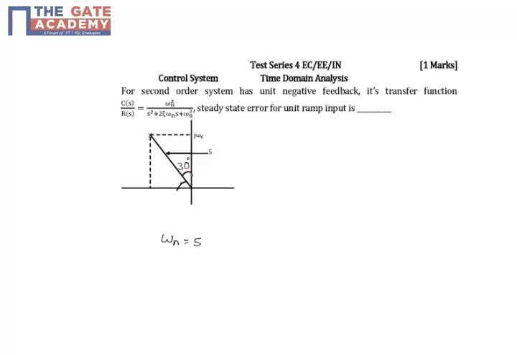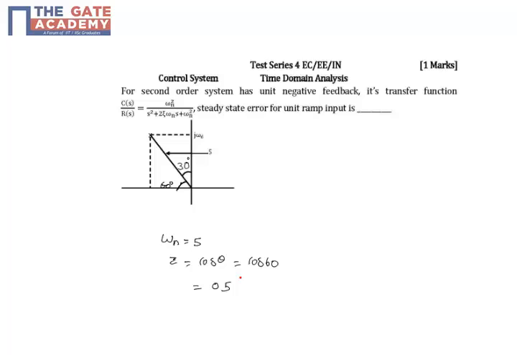and this angle theta is 60 degrees. Okay, so we will have zeta, which is the damping factor, equal to cos theta, which is cos 60, that will be 0.5. Now the transfer function that is given to us is a closed loop transfer function for a second order system.